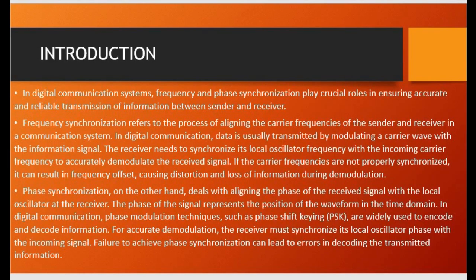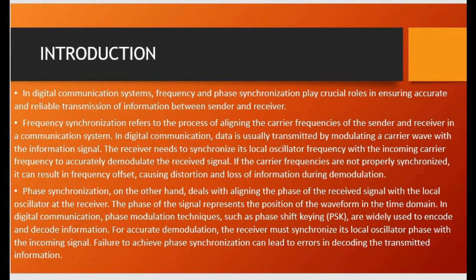In digital communication systems, frequency and phase synchronization play crucial roles in ensuring accurate and reliable transmission of information between sender and receiver. Frequency synchronization refers to the process of aligning the carrier frequency of the sender and receiver in the communication system. In digital communication, data is usually transmitted by modulating the carrier wave with the information signal. The receiver needs to synchronize its local oscillator frequency with the incoming carrier frequency to accurately demodulate the received signal. If the carrier frequencies are not properly synchronized, it can result in frequency offset, causing distortion and loss of information during demodulation.